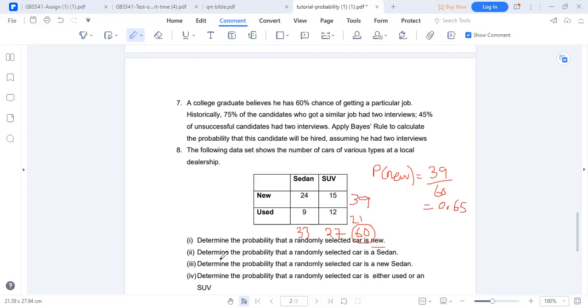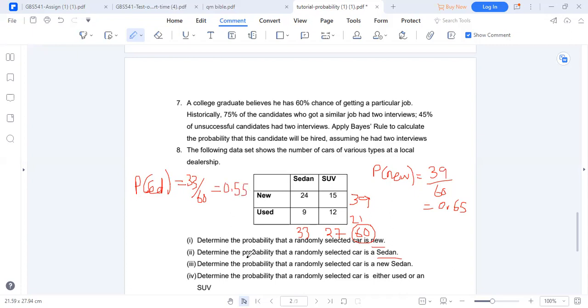The next one, the ladies, find the probability that a randomly selected car is a sedan. 21 over 60. 33 over 60. Are we agreeing, ladies? Probability of a sedan, 33 over 60, which is equal to what? 0.55.